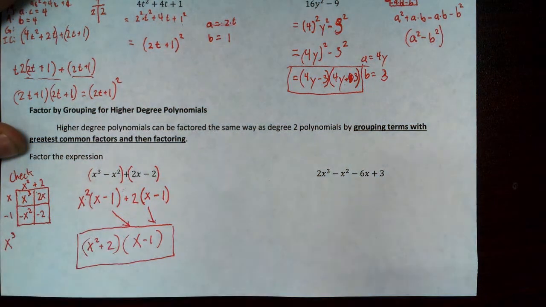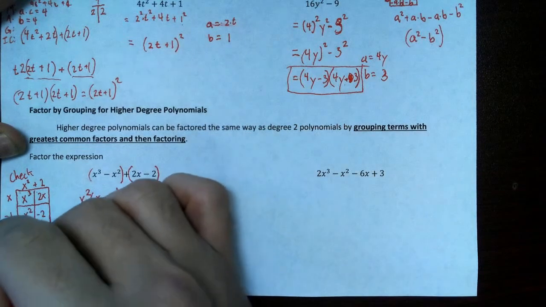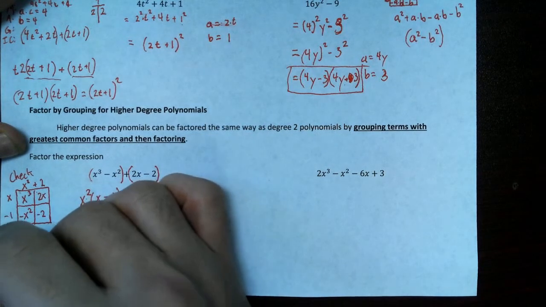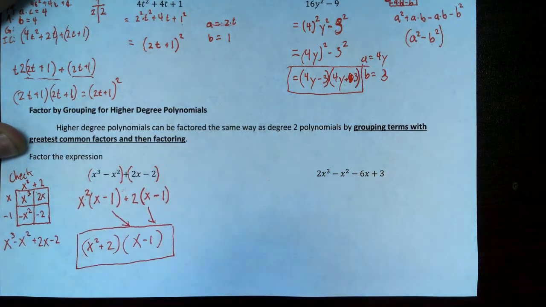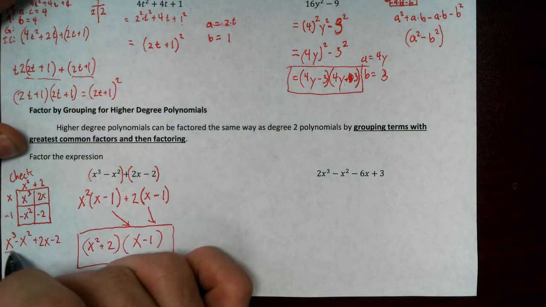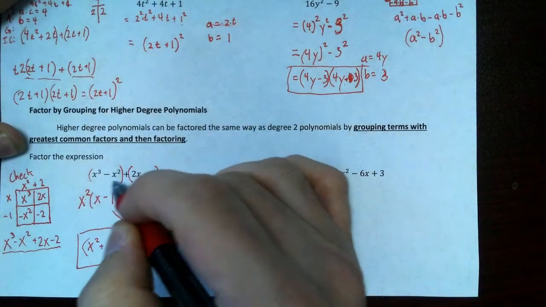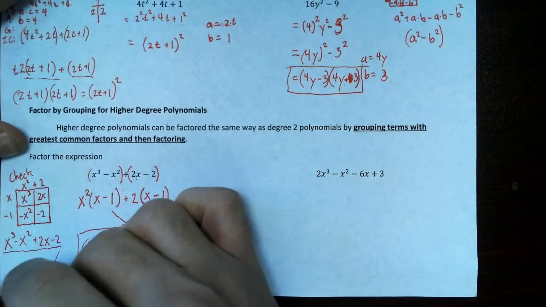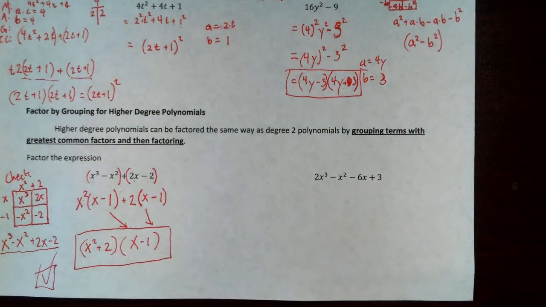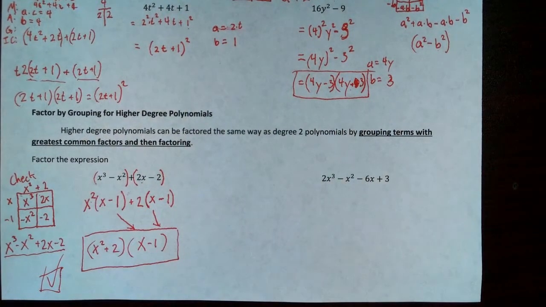Okay, so we'll have left over an x to the power of 3 minus x to the power of 2 plus 2x minus 2. Lo and behold, it matches. It matches, we did it right. Cha-ching. Next one.